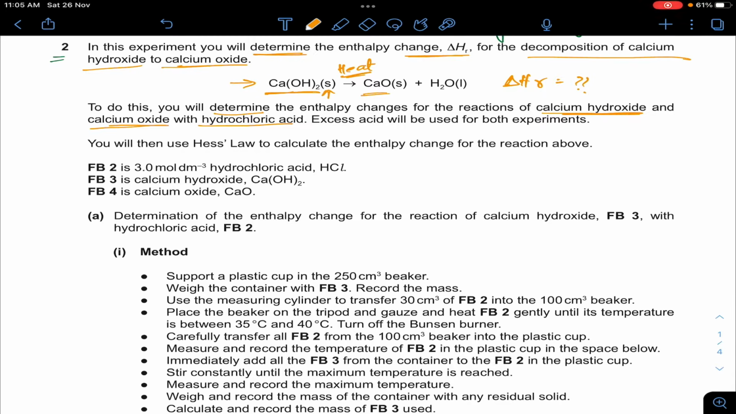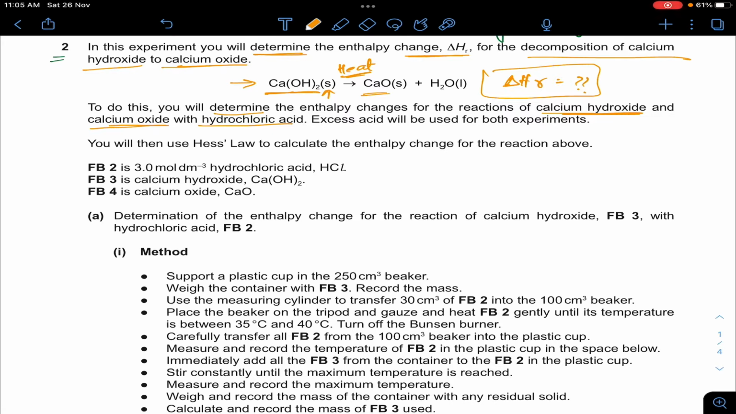So for solids, when we heat solid, we cannot measure the heat energy absorbed. So we cannot measure the temperature changes when we are heating solid. So we have to take the alternate route. We have to calculate the delta HR through Hess's law, which says that energy change does not depend upon route.